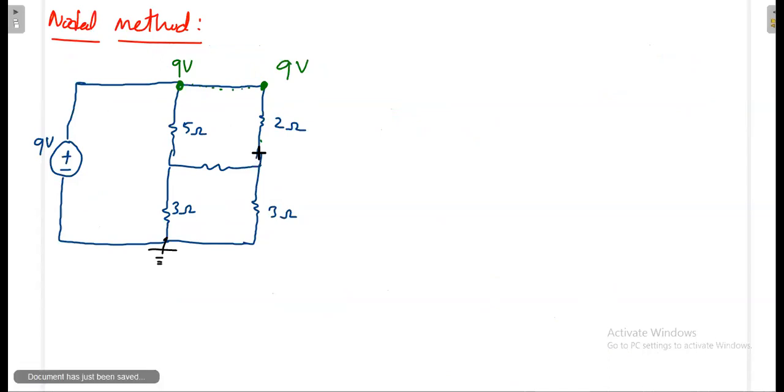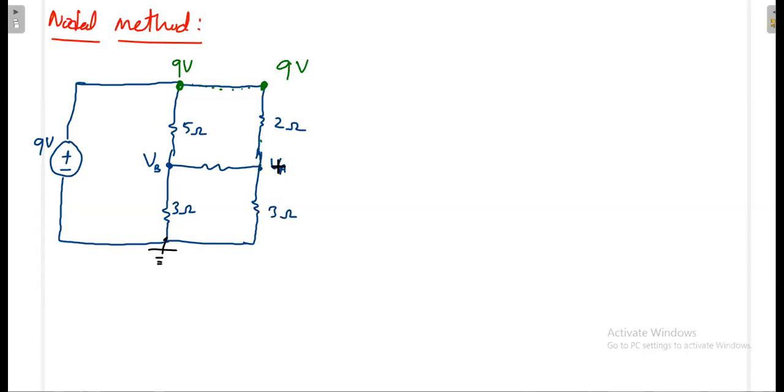Now I come here. I do not know the value here, and I cannot make any guess because I am in the beginning stage. So I will put this node voltage as VB and this node voltage as VA, because finally the current will go in this direction. You can put any notation you want, V1, V2, or whatever. That's okay, no problem.